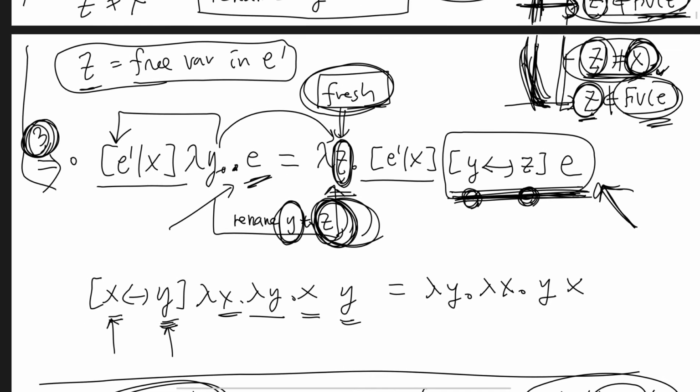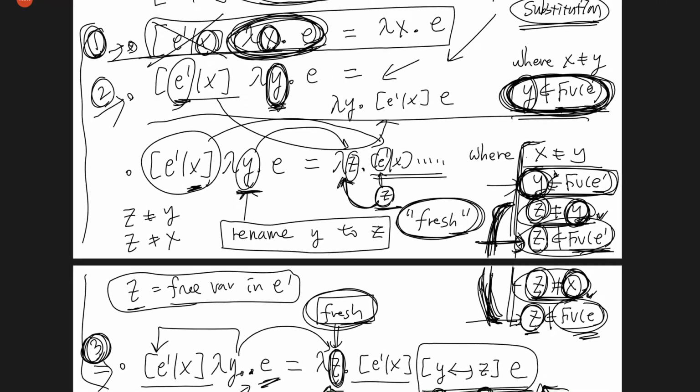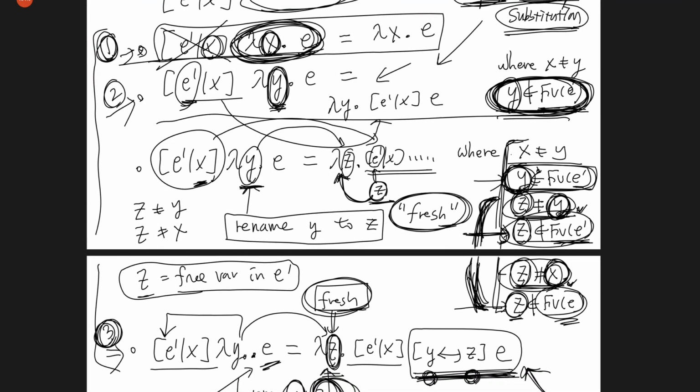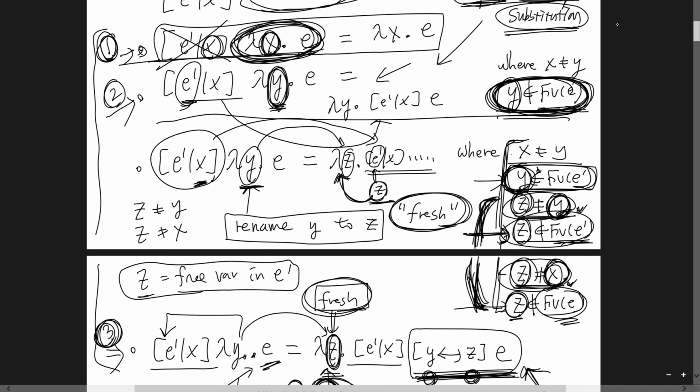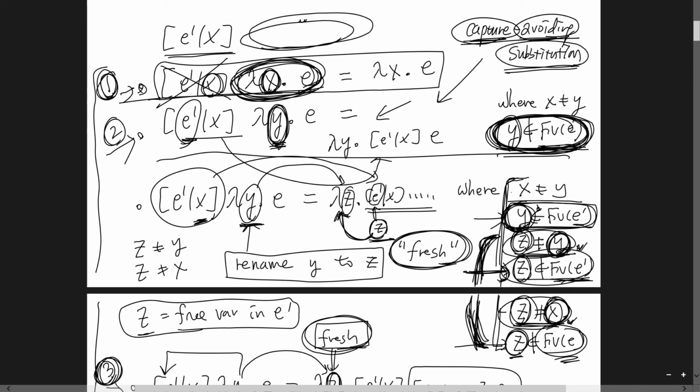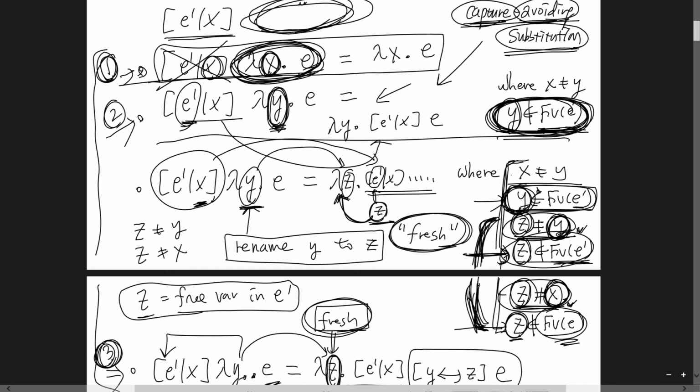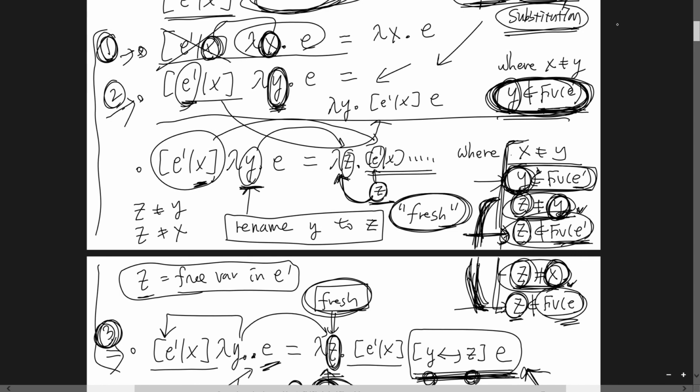To summarize again, the most challenging case in the definition of substitution deals with this substitution applied to lambda abstraction. So we have 3 cases. The first is the case where these 2 variables happen to be equal, and the second case deals with capture avoiding substitution.